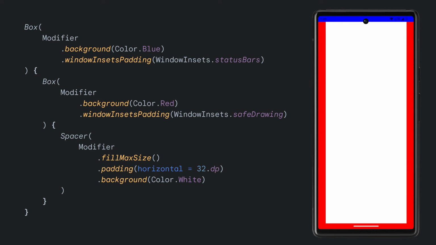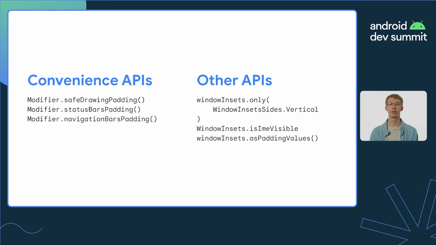There are convenience APIs for the most common inset types, and you can also get direct access to the raw underlying inset values directly with the type objects, as well as additional information about their visibility and filter out specific sides. All of these values are backed by snapshot state, meaning that they are observable and will cause recomposition upon changing, just like any other composed state. Oh, and did I mention that they're also all automatically animated as well?